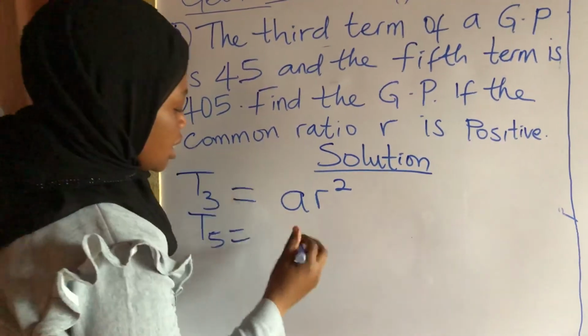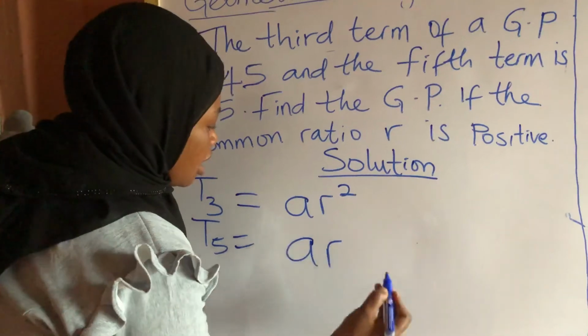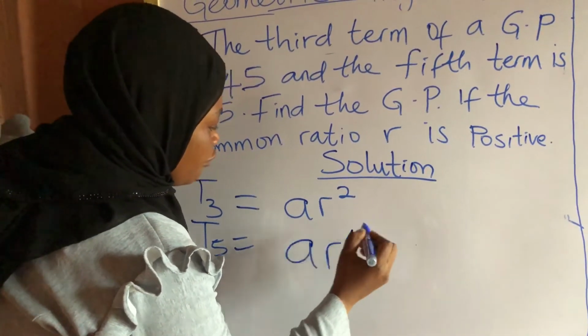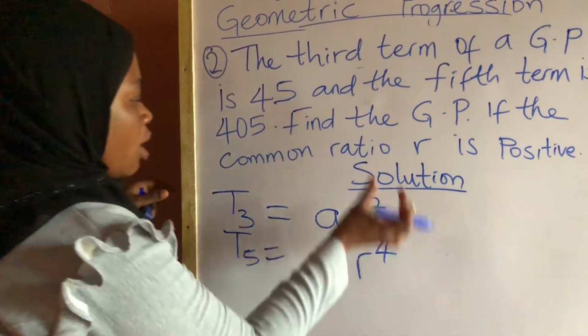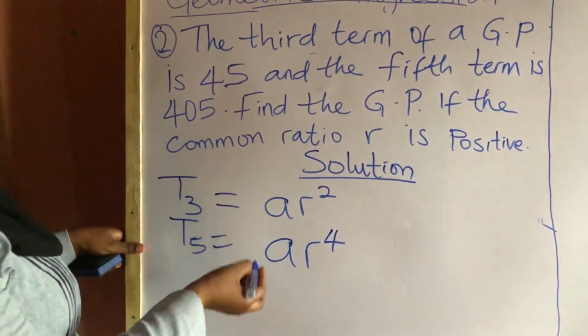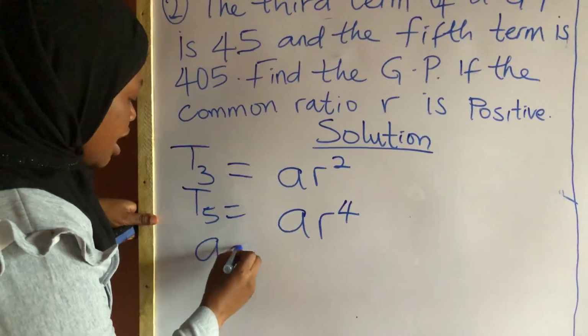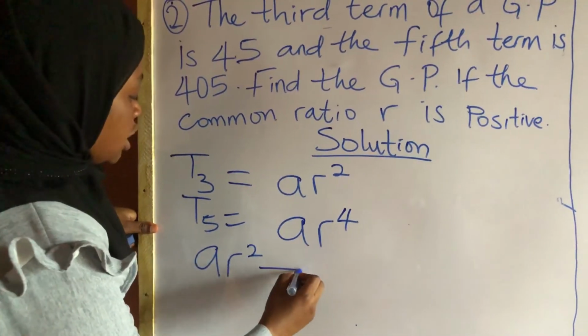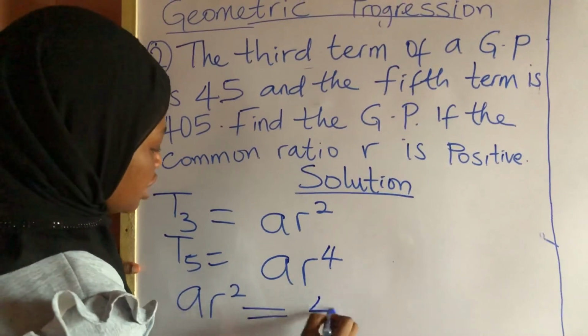Raised a r raised to the power of 4. So you have to write that's your power above that r very well. So from here, the third term, a r raised to the power of 2, was given to be 45.